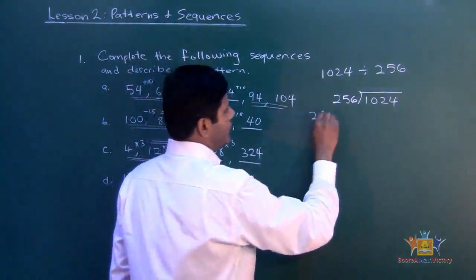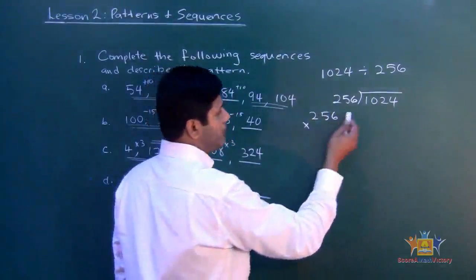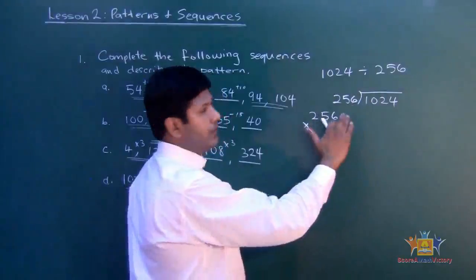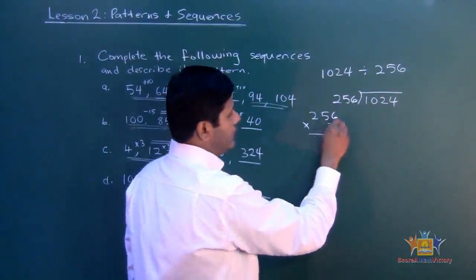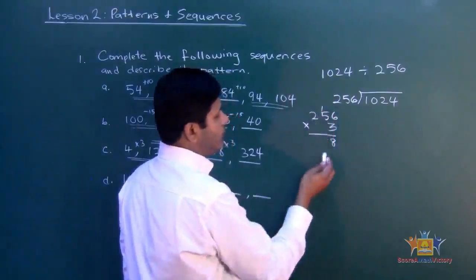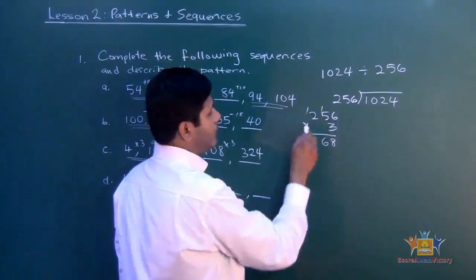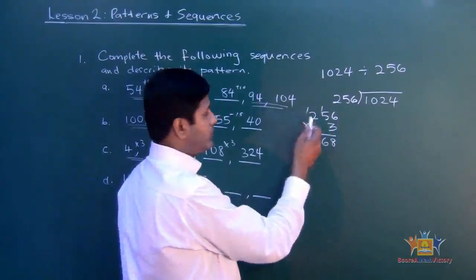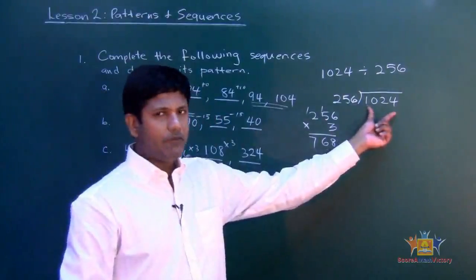So that means we're going to take 256 and make a guess. Let's say 3 and see how many. Let's assume there are 3 256s inside there. So let's multiply by 3. 3 times 6 is 18, carry 1. 3 times 5 is 15, plus 1 is 16, 6 carry 1. 3 times 2 is 6, plus 1 is 7. So 768. Whoa, it still looks like we can add one more.